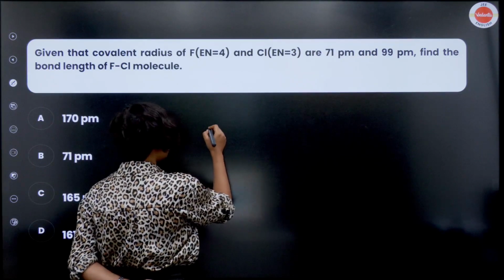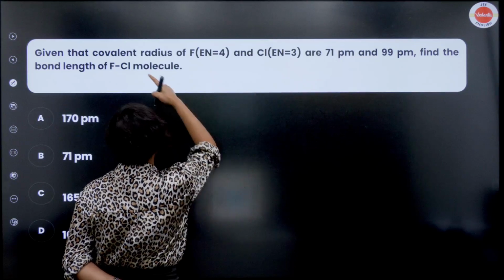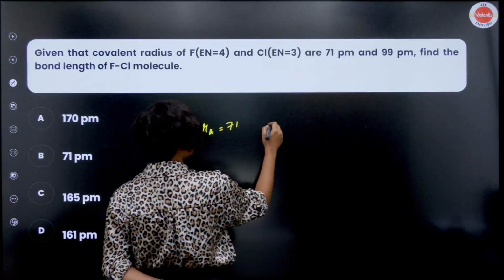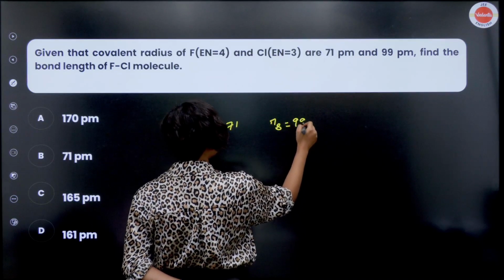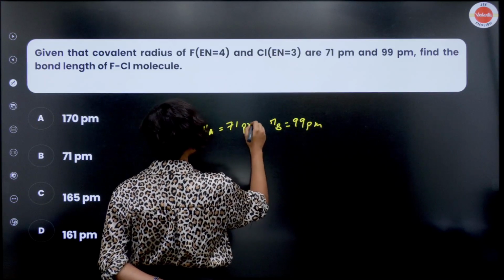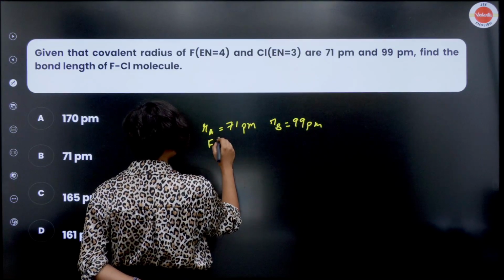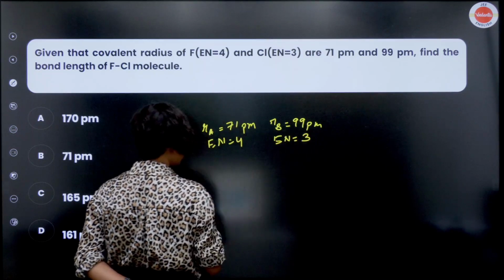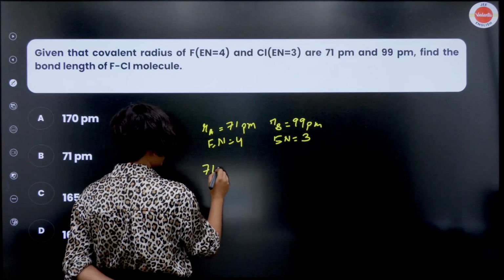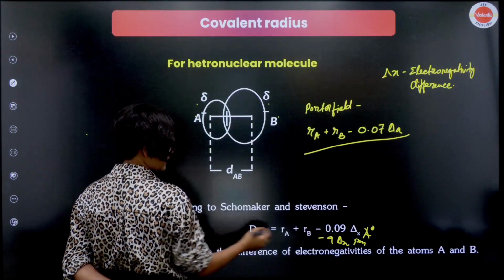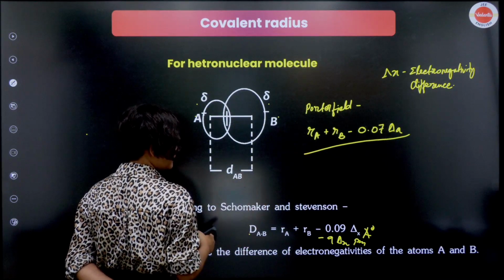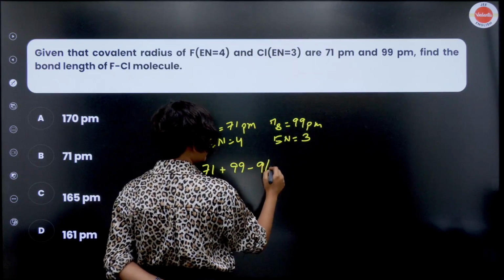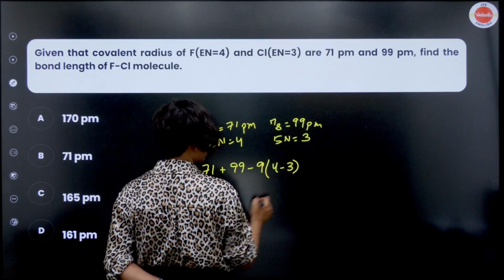Let's check it out. Basically what we have to do is, Ra is given. Let's say Ra is equal to 71 picometer, Rb is equal to 99 picometer, and EN of fluorine is equal to 4 and EN of chlorine is equal to 3. So basically what we are going to write is 71 plus 99, minus 9, because both of them are in picometer, and then 4 minus 3.